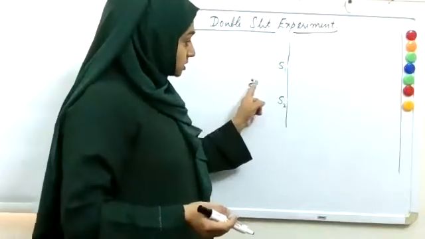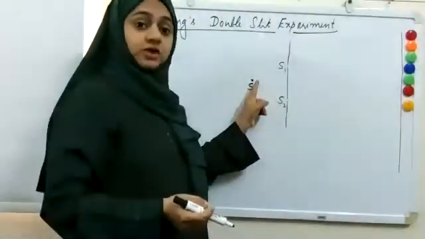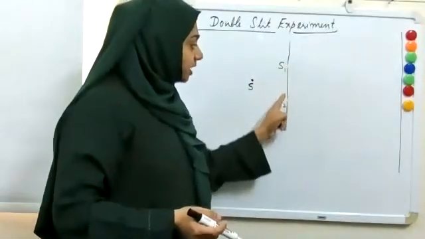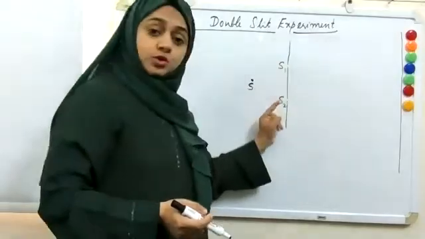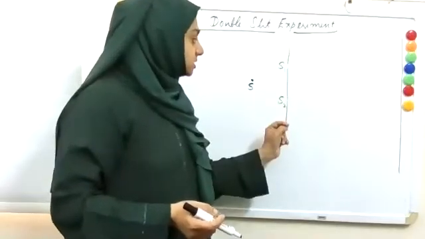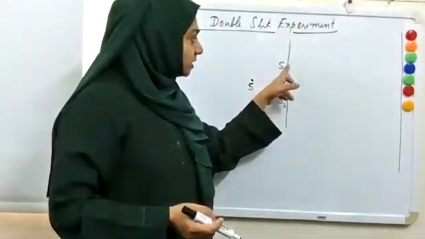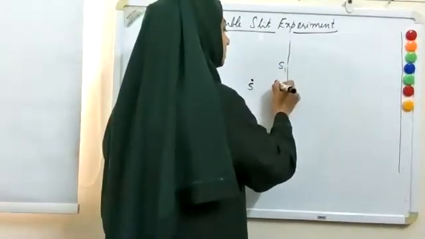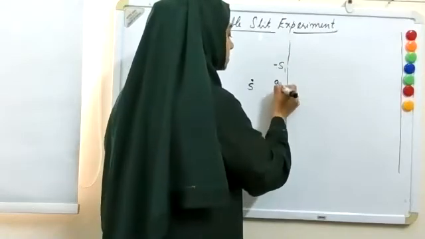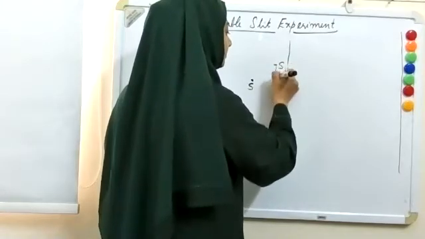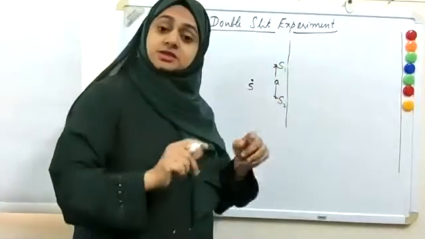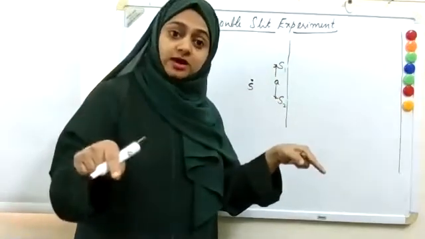So what we do is we use a single source of light, and the light rays coming from it are divided into two using two narrow slits. I have named those narrow slits S1 and S2. Suppose the distance between these two narrow slits is small a. These two act as secondary sources of light.